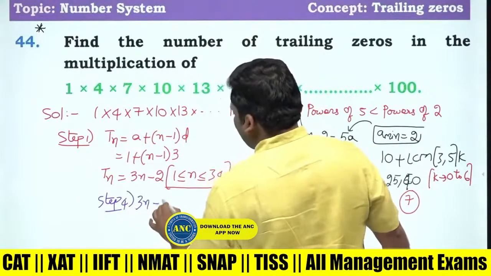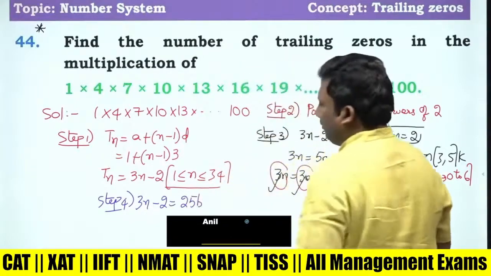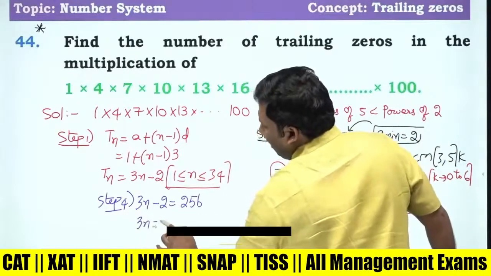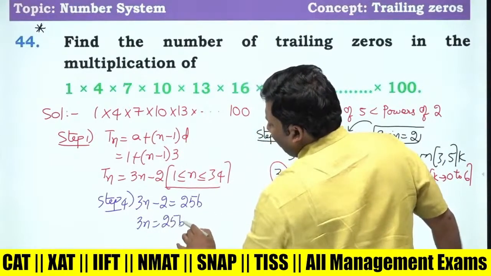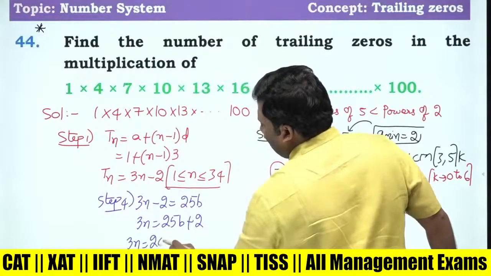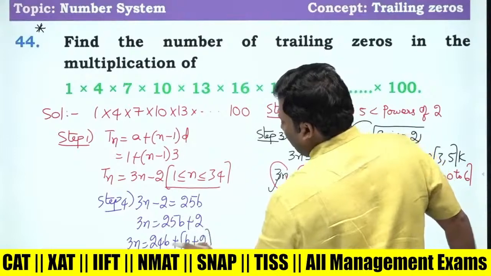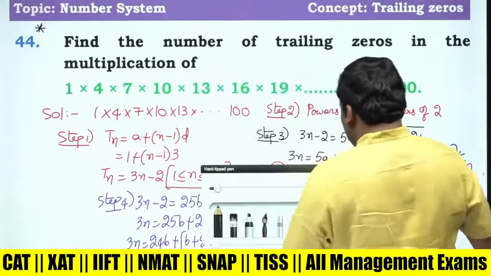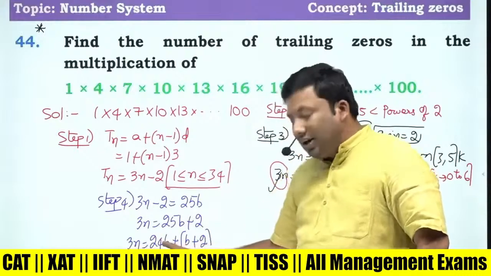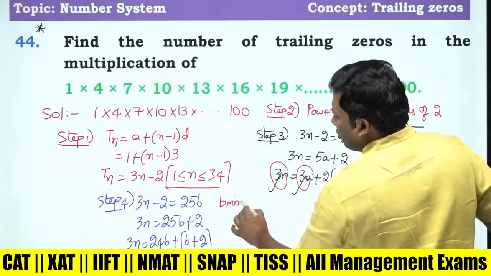3n minus 2 equivalent to, what is the next power of 5? 25. Next power of 5, 25. So this will be 3n equivalent to 25b plus 2. 3n equivalent to 24b plus b plus 2. Now if you see carefully, 3n is a multiple of 3, 24b is a multiple of 3. That means b minimum should be 1.